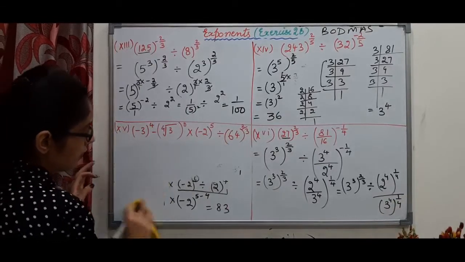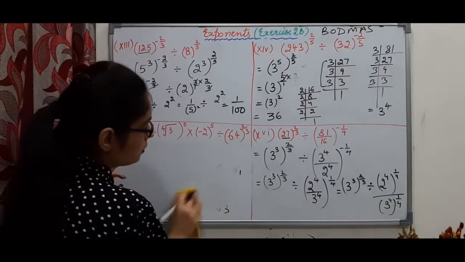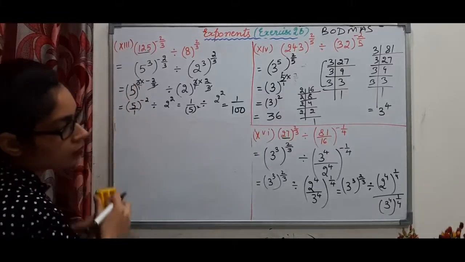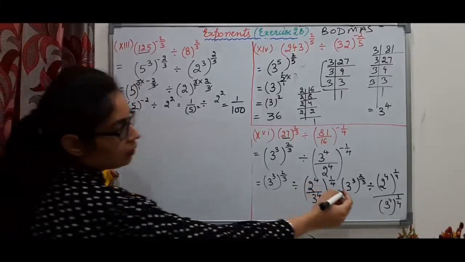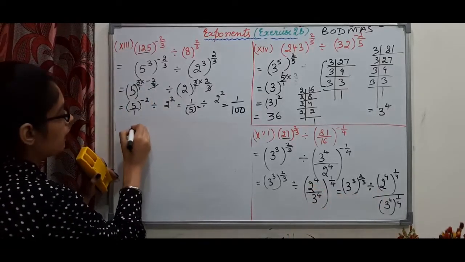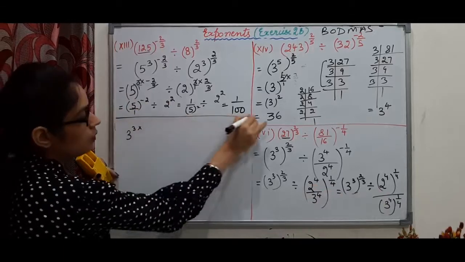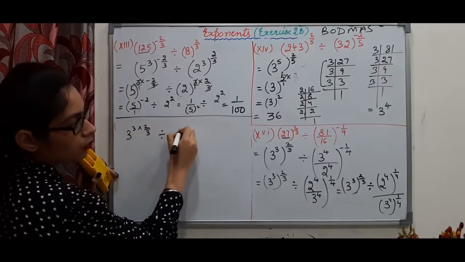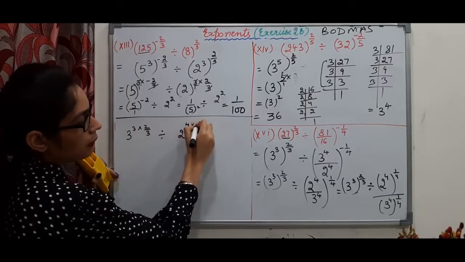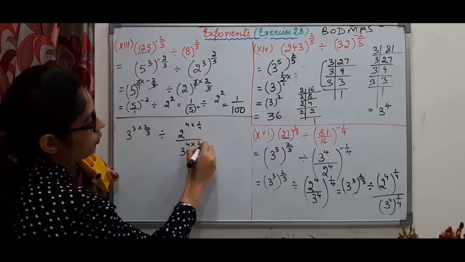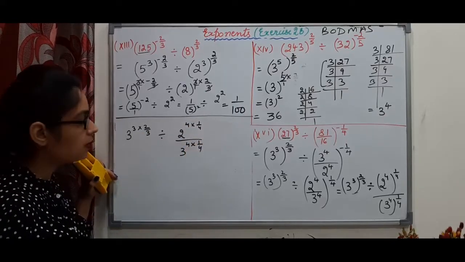So the power rule here we can apply, because all the terms you can see, all the terms have 2 powers. So we can apply the power rule. 3 to the power 3 into 2 by 3 divided by 2 to the power 4 into 1 by 4 and 3 to the power 4 into 1 by 4. So the power rule in all the terms I applied.